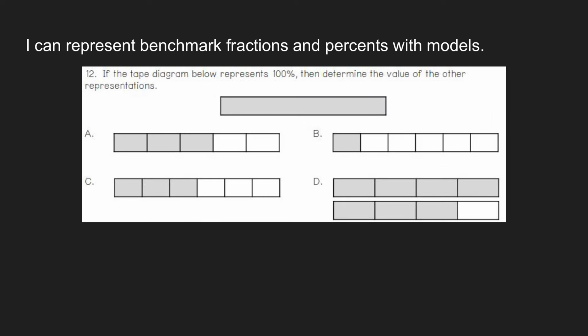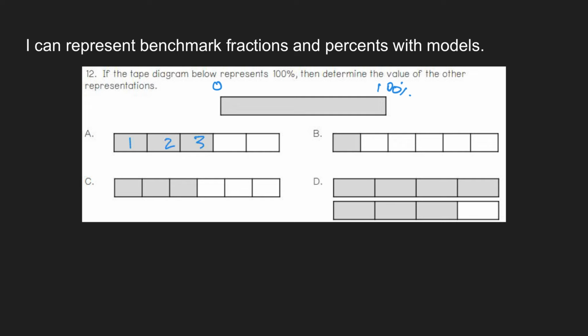All right, I think our last one, or at least for this first video, if the tape diagram below represents 100%, then determine the value of the other representations. Okay. Interesting. I like this one. All right, so this one is 100%. So if we did a strip diagram, that's 100%. So the whole thing.